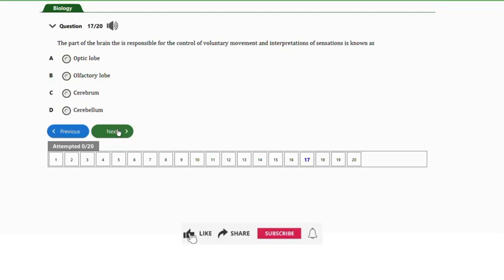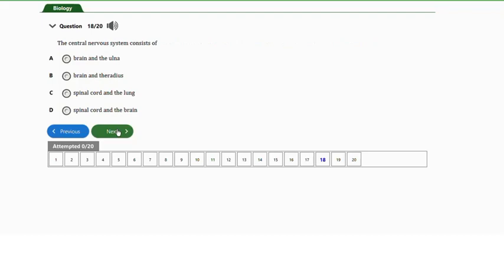Cerebrum is responsible for controlling voluntary movements, all voluntary actions, thought processes, sensations, and the rest. They are controlled by the cerebrum. So guys, take note of that. The next question is question number 18.